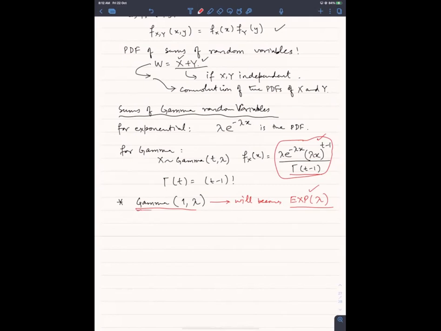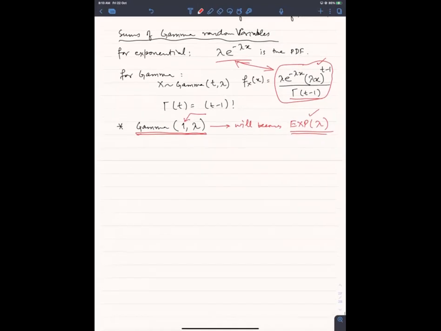And the gamma random variable was the time until something interesting happens a few times: until 4 customers appear at a bank, until 5 packets arrive at a computer network. That is modeled as a gamma random variable. But if we are talking about just the first, the time until the first customer arrives at the bank, that is the same thing as exponential. So gamma 1 comma lambda, it is no surprise that its distribution becomes the same as the exponential distribution. These two are the same when t is equal to 1.